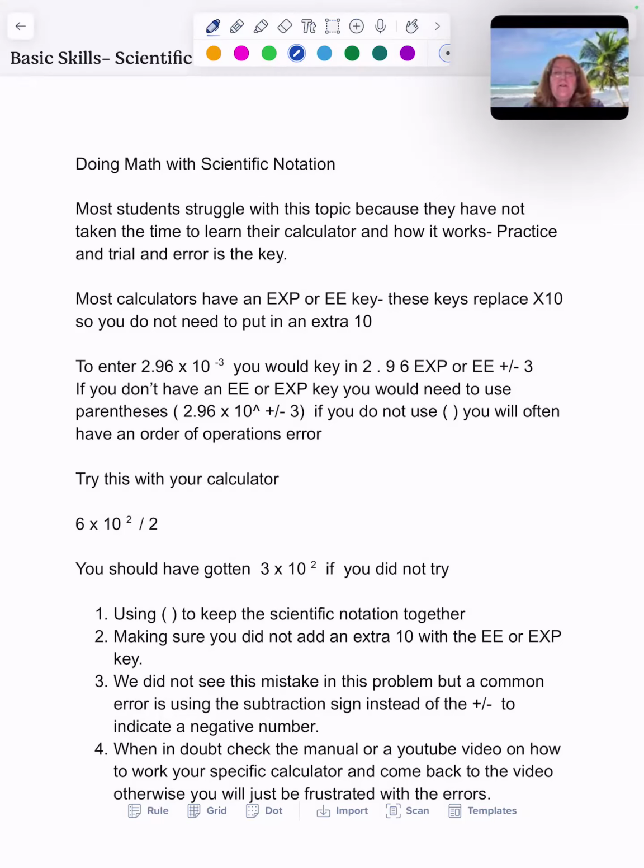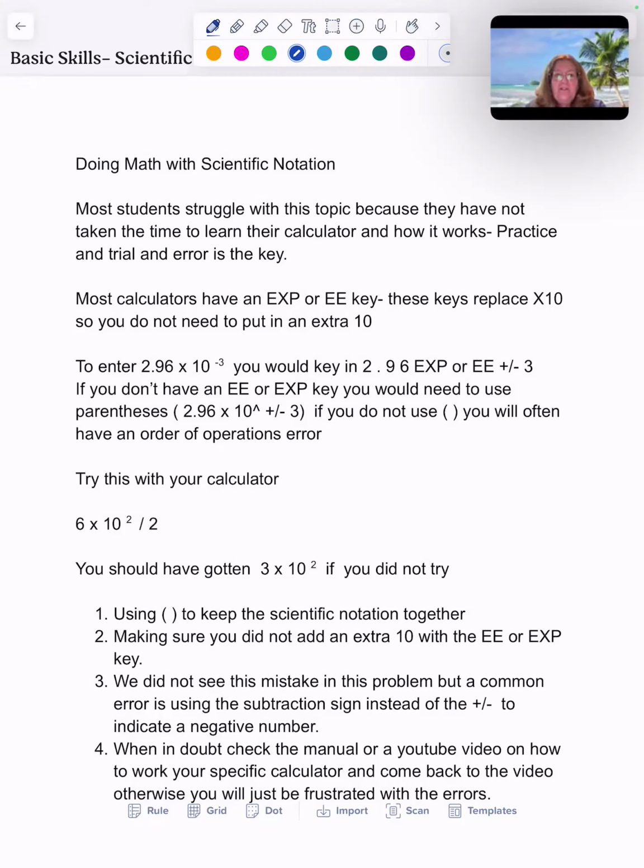Today we're going to talk about doing math with scientific notation. This is a topic that a lot of students struggle with because you've got to take some time to learn your calculator and how your calculator works. Practice and trial and error is the key.